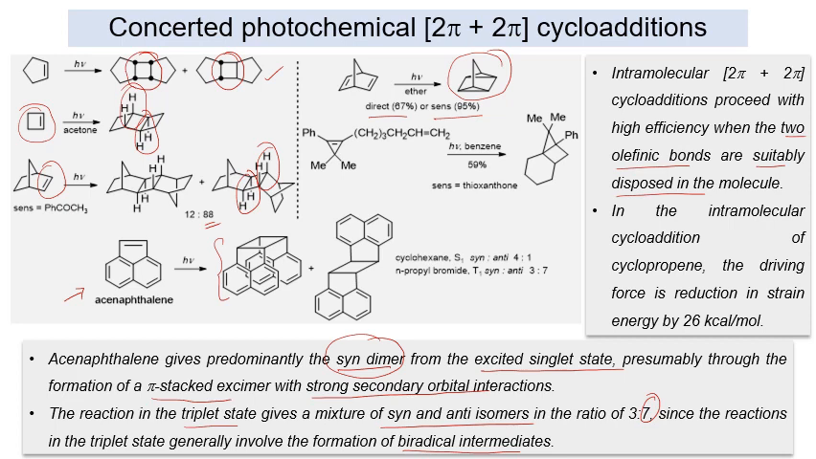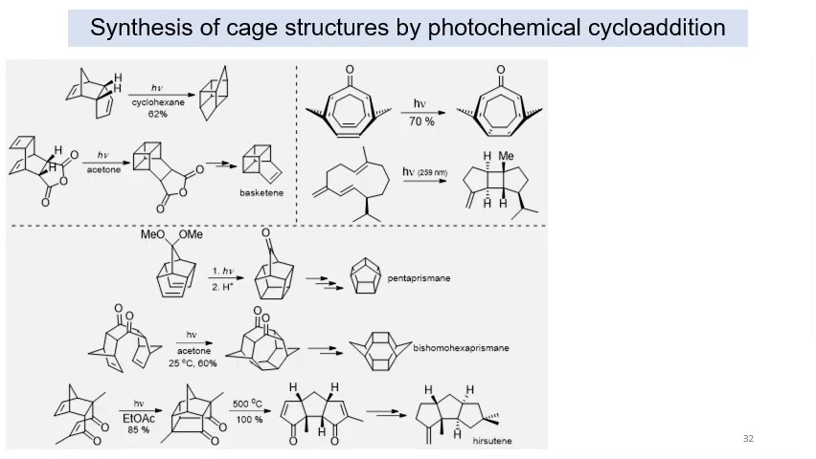If you have this kind of a system, this also is very facile. One would wonder why. It is because the starting material has a decent amount of strain, which is released to a certain extent because the internal double bond is now lost, therefore reducing the strain to some extent, and this has been calculated to be 26 kilocalories per mole. These are other examples of formation of cage structures by photochemical cycloaddition.